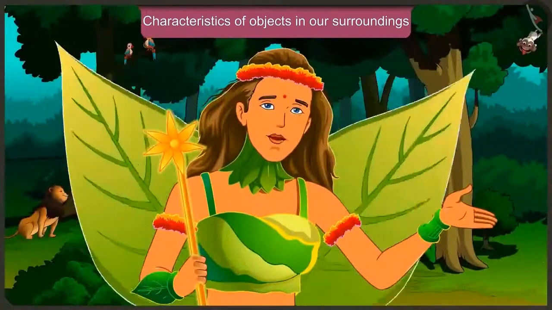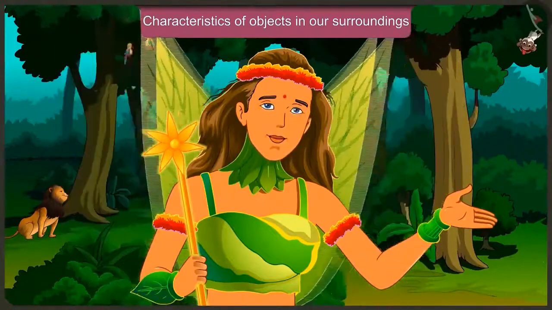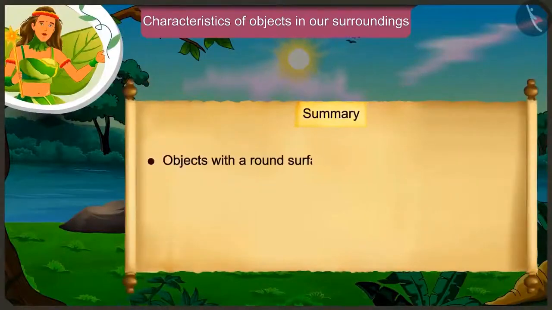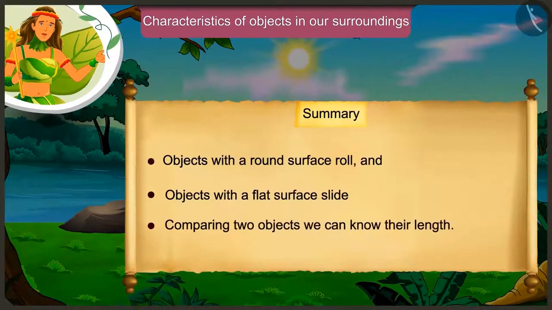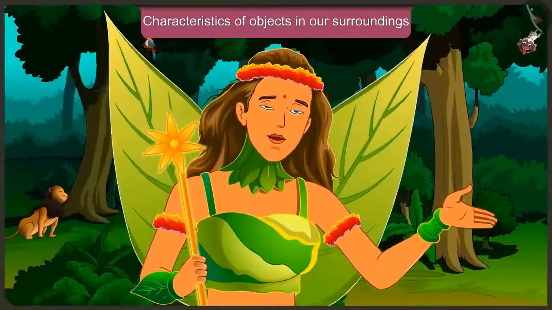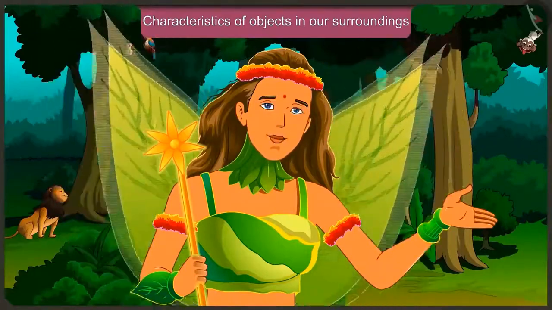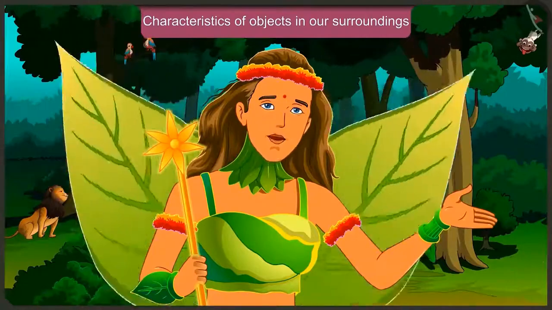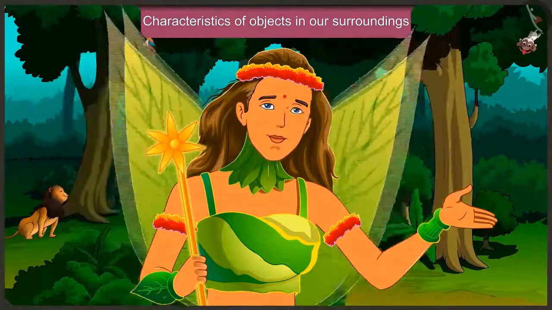Through Appu and Jaggu's conversation, we came to know such things about the objects around us, that objects with a round surface can roll and objects with a flat surface slide. By comparing two objects, we can find out about their length. You must also try to see such characteristics in the objects around you. In the next video, we will understand the characteristics of the objects around us with some examples.